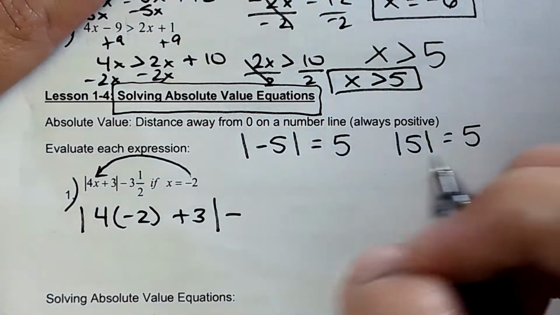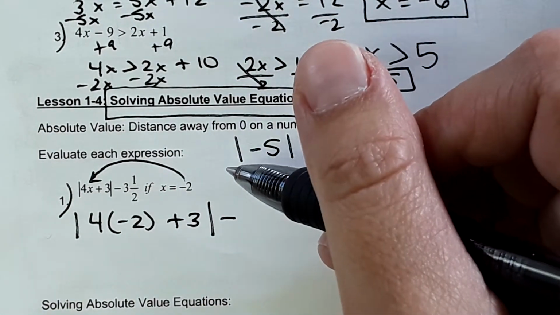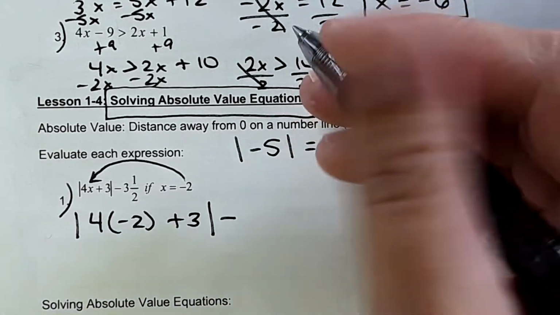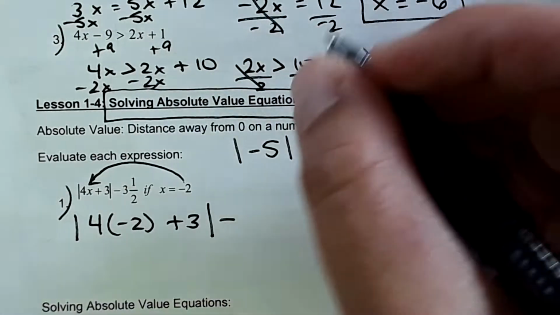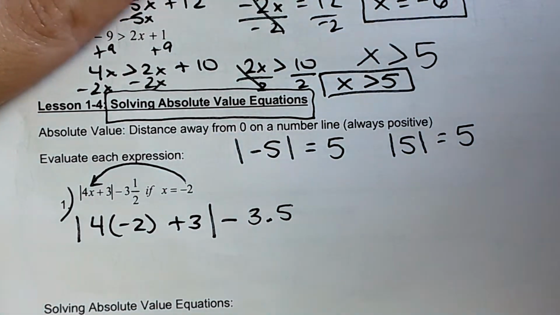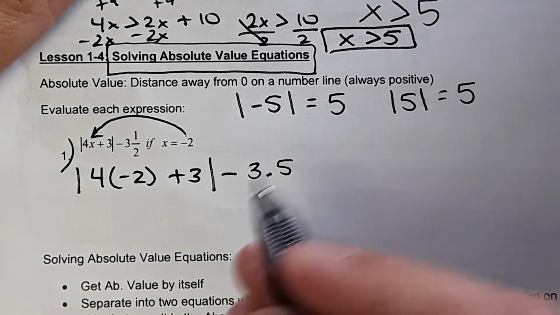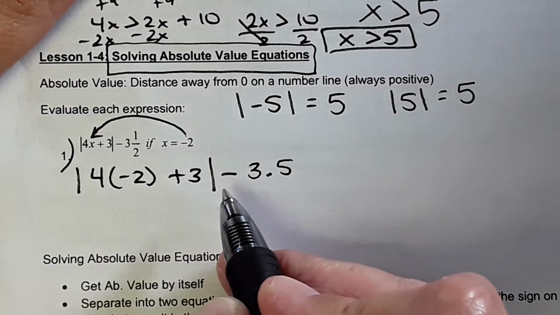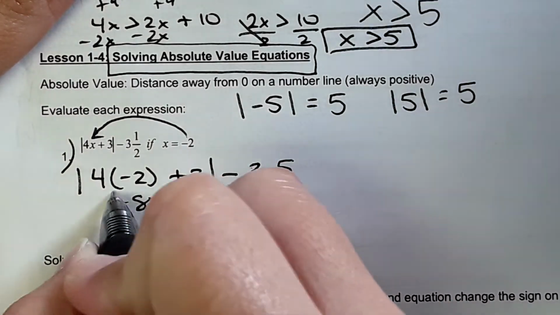And then minus 3.5. Anytime I can turn a fraction into a decimal, I do it. You should as well, just because they're easier to work with and less mistakes will happen. So I'm going to turn it into minus 3.5. And then solve what's in the brackets first. 4 times negative 2 is negative 8 plus 3.